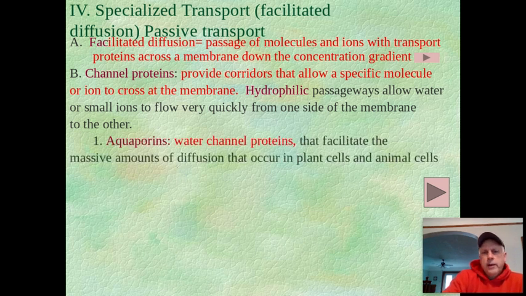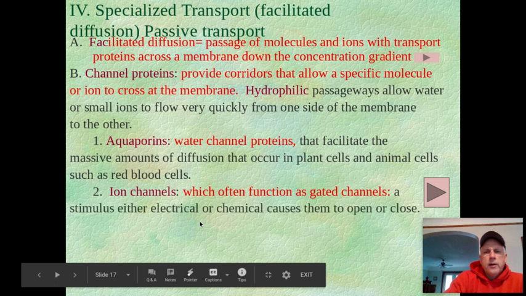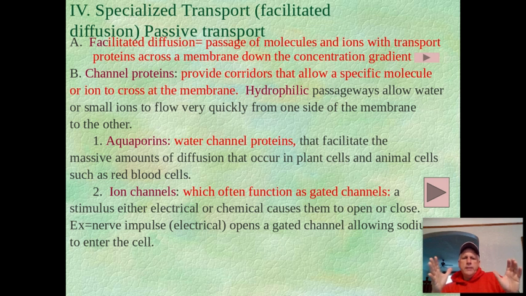Aquaporins is a channel protein, obviously in the name, that allows water to pass through. Massive amounts, especially red blood cells, be a good example of having aquaporins, which are water channel proteins. Okay, and ionic channels are what we call gated, which means it's like a floodgate. You can open and close. So we can control when something comes in. It's sort of like a drawbridge. We open it up and allow stuff through really fast. And if we don't need to, we shut it. It's gated. Okay. Nerve impulses, electrical impulses from our brain can control that.